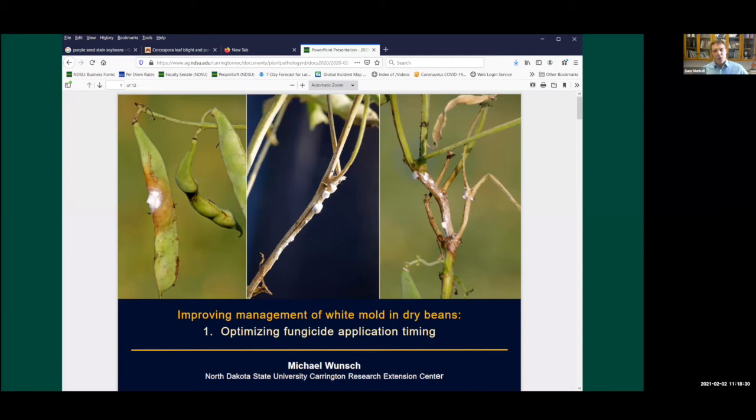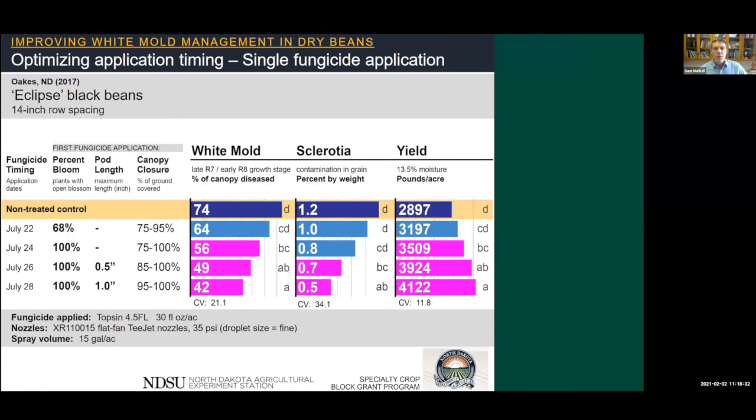So I would encourage you to go to these and scroll through. But to make sure you know how to interpret it, I think we'll talk about this for a moment. In each of these trials, in each of these images that he's got, he's going to give you the critical information about how the trial was run at the bottom. So fungicide applied, the nozzles, spray volume.